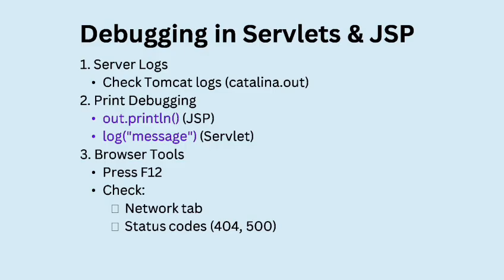Debugging is the process of finding and fixing errors. There are different debugging methods available. First, server logs. We can check logs in the Tomcat server file called catalina.out, which stores error details. And the second one is print debugging. In JSP, we can use out.println, and in servlets, we use the log method to print messages. Third one is browser developer tools. By pressing F12, we can open tools and check the network tab and status codes like 404 or 500. And these methods help identify and fix issues effectively.